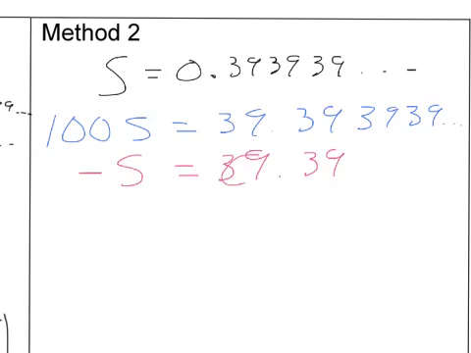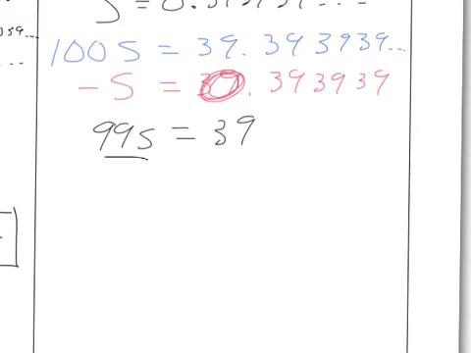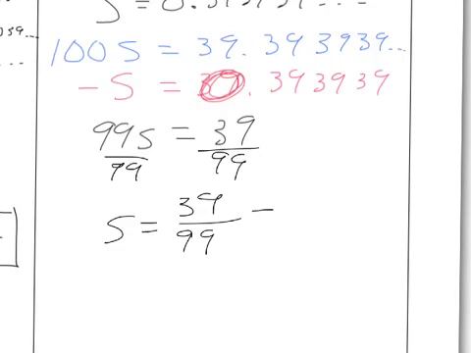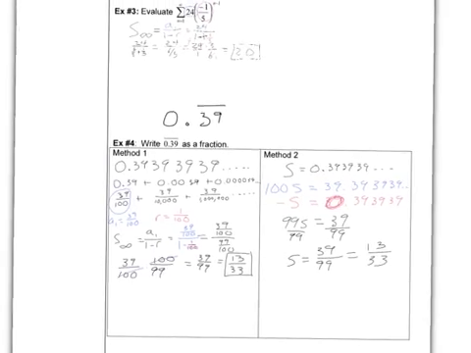Oops, this would be a 0. Right, our first equation was 0.39393939. Well, 100s minus s is 99s. And 39.393939 minus 0.3939 is just 39. Divide both sides by 99. And look at that. We have the same fraction we started with on the last one. Again, it can be reduced down to 13/33. All right. And that's how you can write a repeating decimal as a fraction.